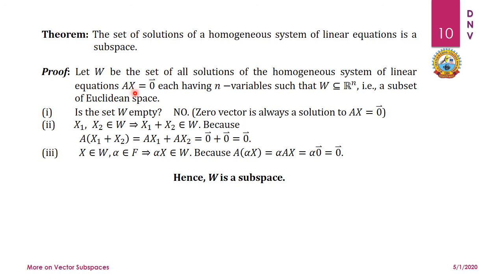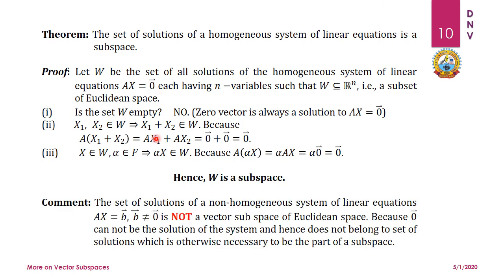So here is a comment: what happens if this is not equal to 0? That is, it is a non-homogeneous system of linear equations, Ax equal to b, for example, and b is not equal to 0. So what happens? Let us see in the comment. The set of solutions of a non-homogeneous system of linear equations Ax equal to b, where b is not equal to 0, is not a vector subspace of Euclidean space.